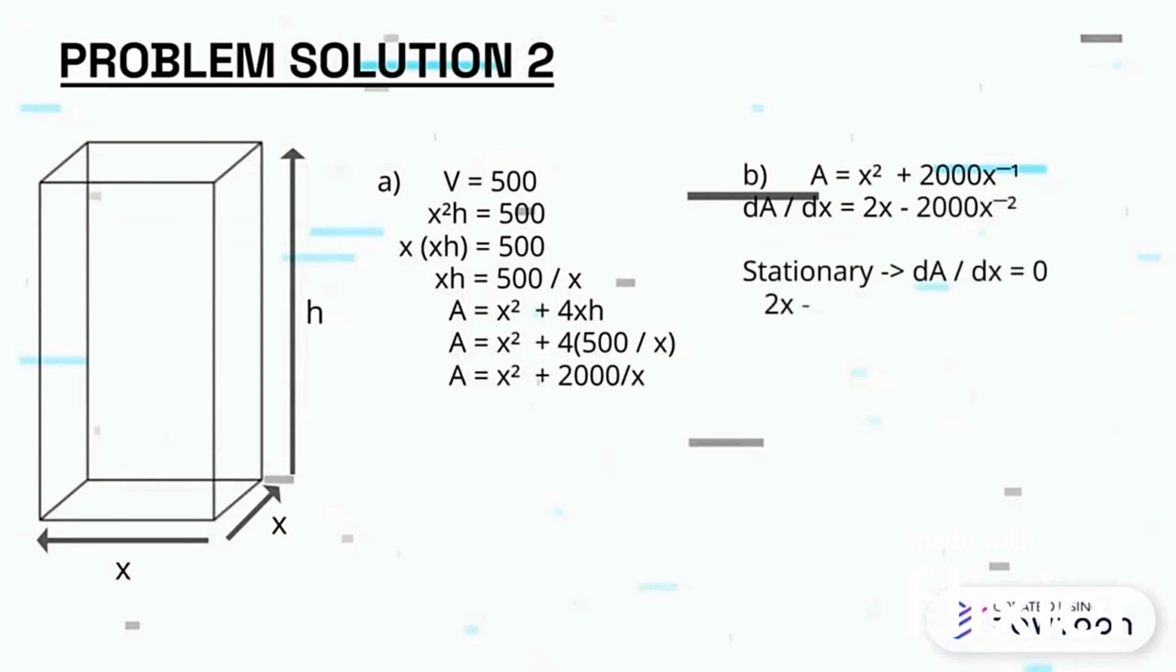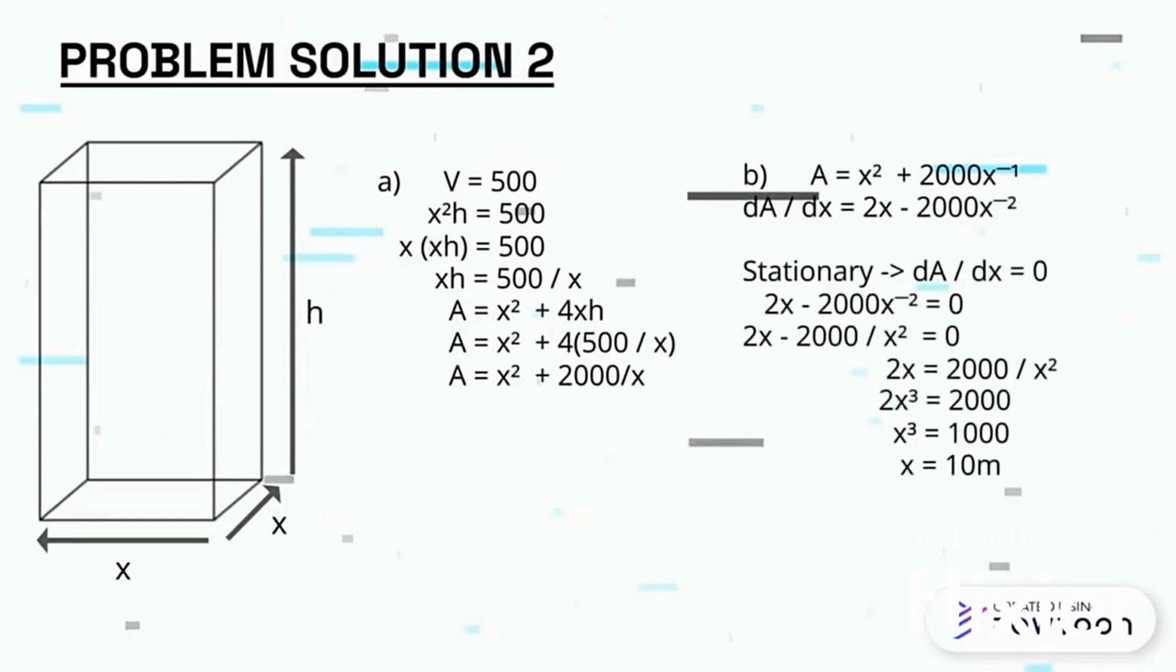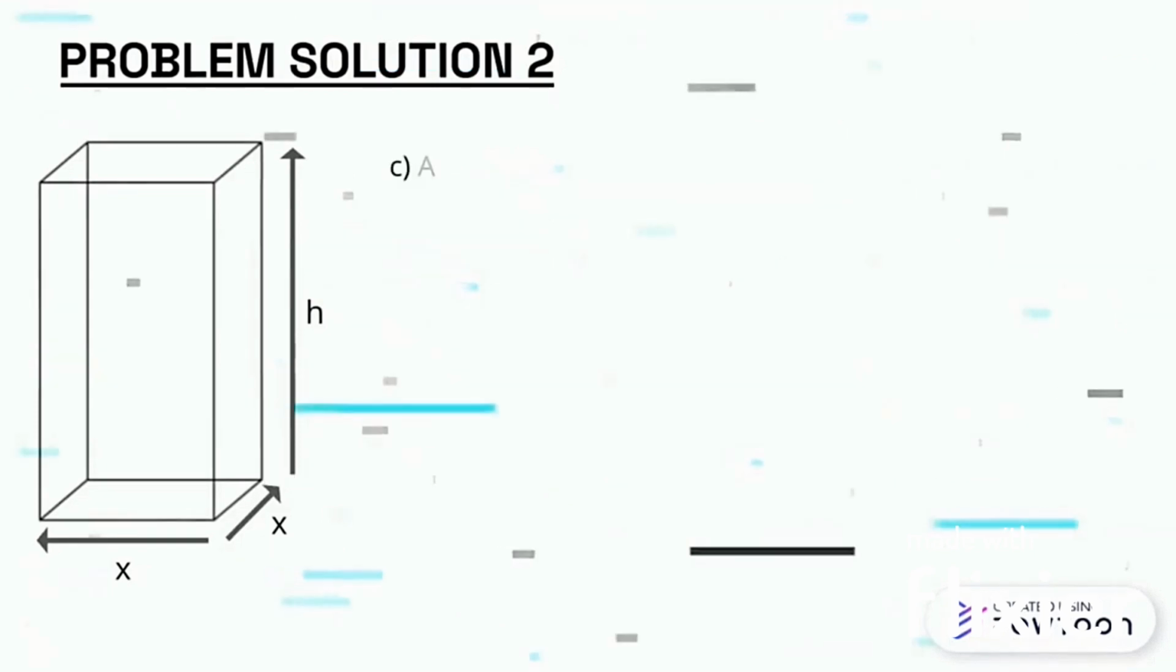For B, differentiate A equals x to the power of 2 plus 2000 x to the power of negative 1. Thus, dA over dx equals 2x minus 2000 x to the power of negative 2. To find the value of x at which A is stationary, let dA over dx equal 0. Insert dA over dx equals 2x minus 2000 x to the power of negative 2 in the equation and solve. Lastly, we will get x equals 10 meters.